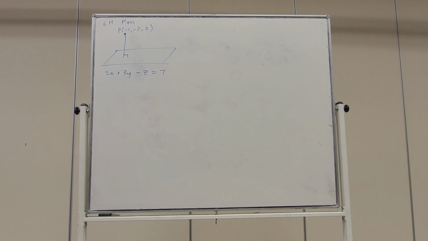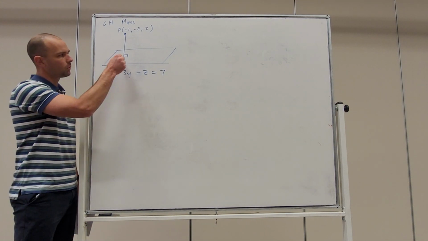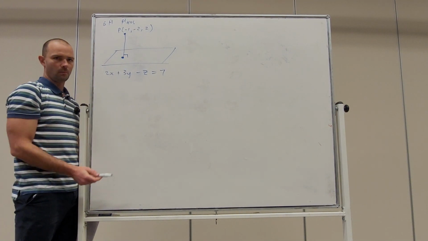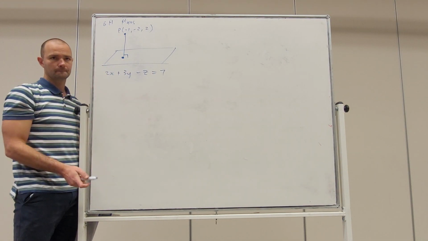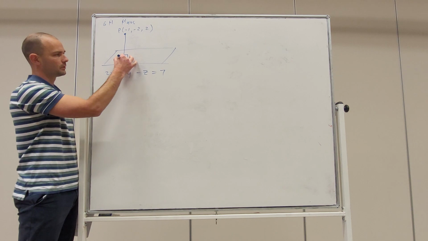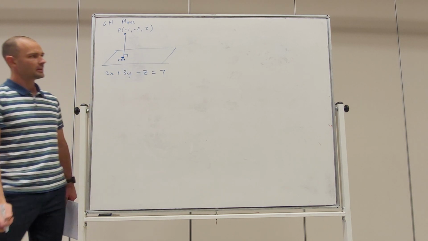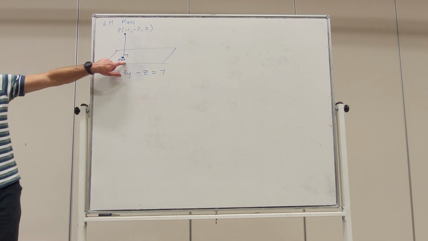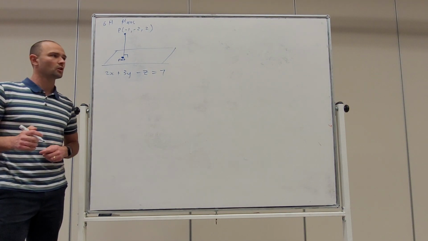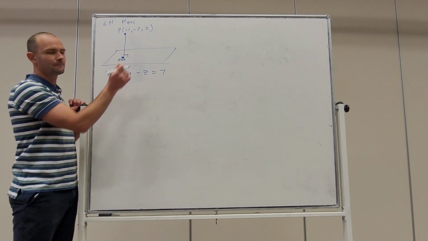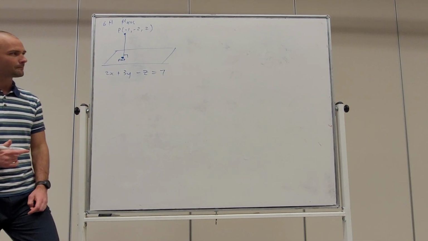So our question is, what are the coordinates of the foot of the normal, where this line meets this plane? That's the foot. The foot you can think of as like the foot of a person. If that's a person standing on the plane, that's their foot. So how are we going to find this coordinate? Well, let's call it F for foot. It's going to be coordinate F.